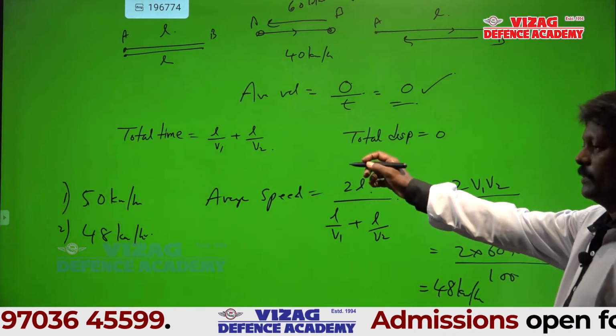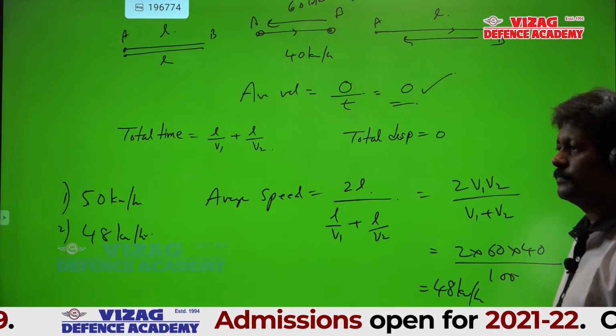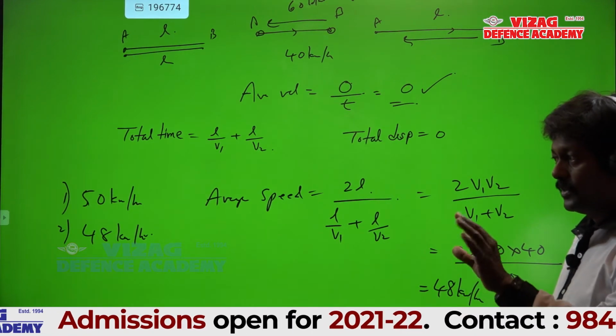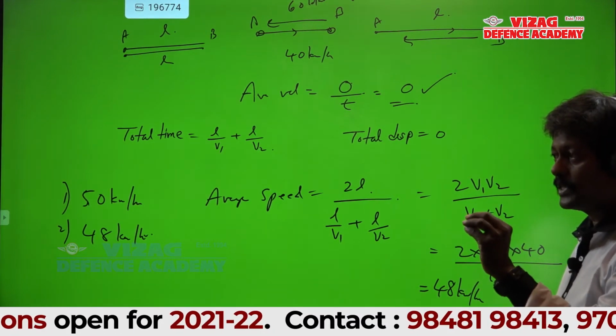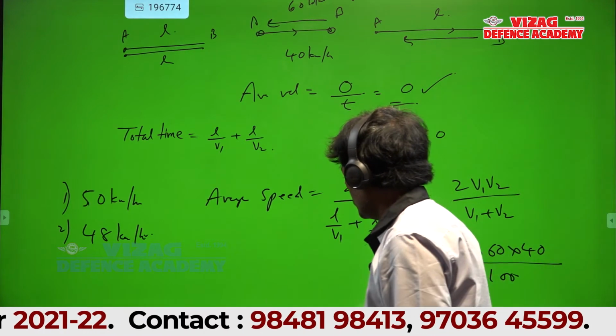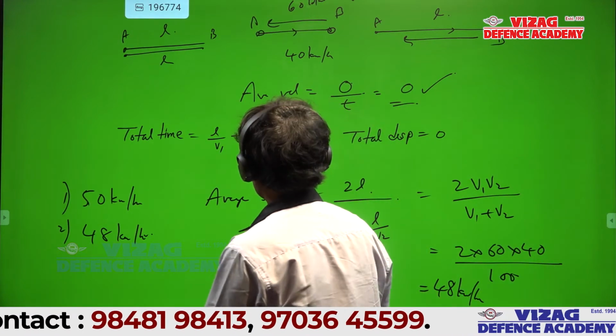Between these two, which one will you choose? 48 kilometers per hour, sir. But many students will commit a mistake. Look at this here.